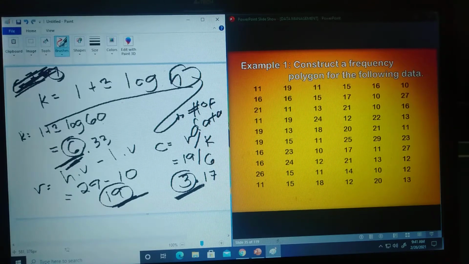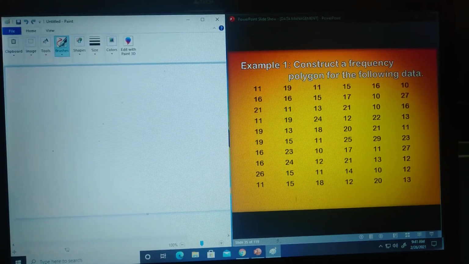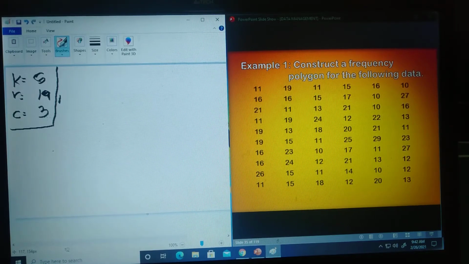Now, pwede tayong gumawa ng frequency polygon. And so, gawa ko ng bago. Ayan. So, ang K natin, we have 6, diba? Okay. Ang R natin, we have 19. And ang C natin, we have 3. Ito lang naman yung kailangan natin. Mostly, ito lang naman ang kailangan sa pagbuo ng table. K, R at saka C lang.